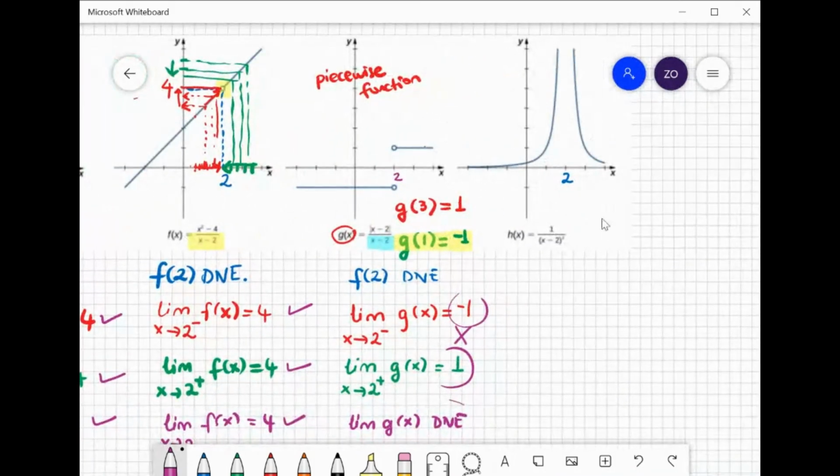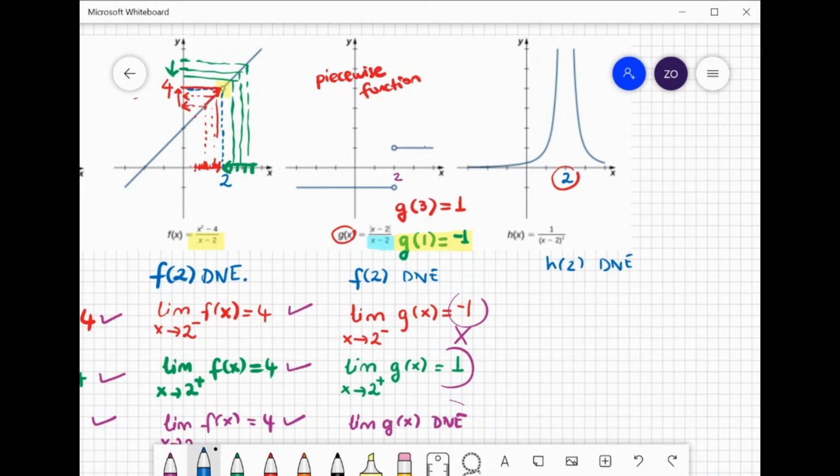So this is the last case. Now let's look at this one. So what happens in this case? Let's start again. Can we talk about f of 2, does it exist or not? In fact, this is h. Sorry, let me call it h. What do you think h of 2 is? What should we say for h of 2? It does not exist. That's correct.